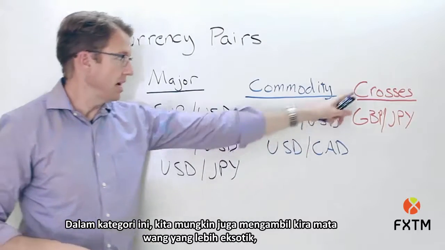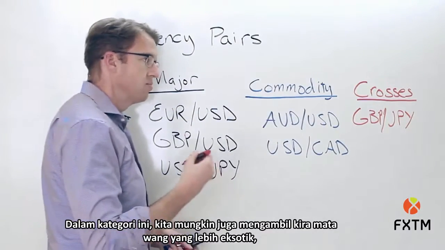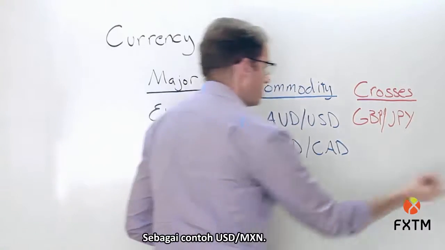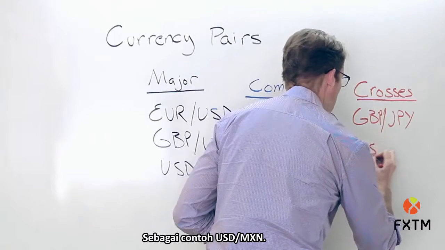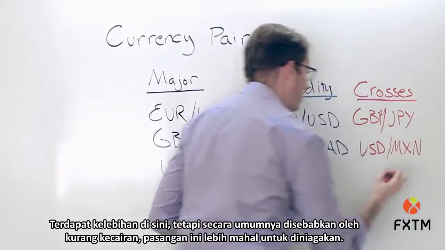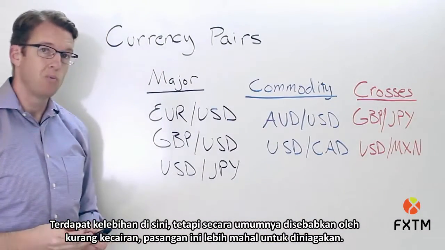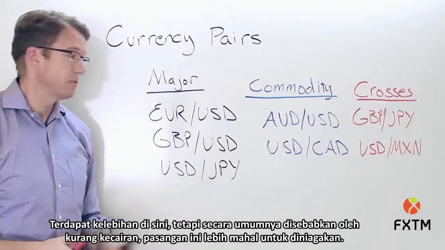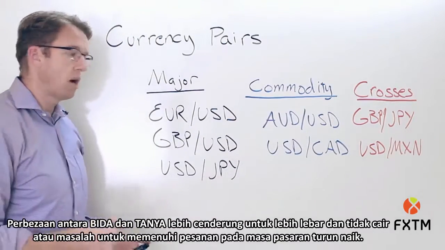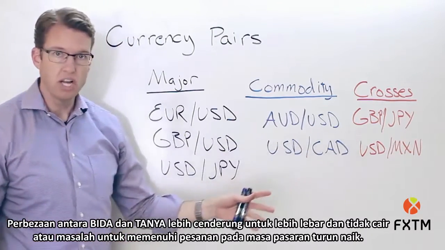Now, in this category, we might also throw currencies that are more exotic, and in fact, they're oftentimes referred to as exotics. So let's take, for example, the dollar to the Mexican peso. There are advantages here, but generally, because we have less liquidity, they will be a little bit more expensive to trade. The difference between the bid and the ask does tend to be wider, and illiquidity or problems getting an order filled during market volatility could be more challenging.